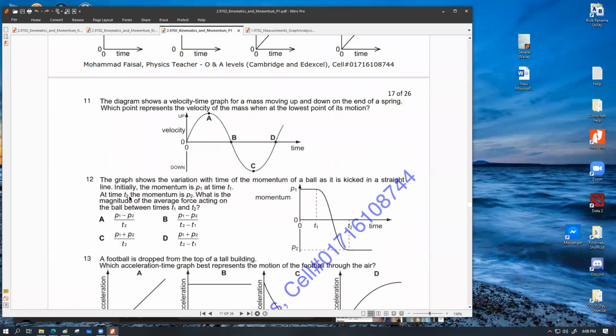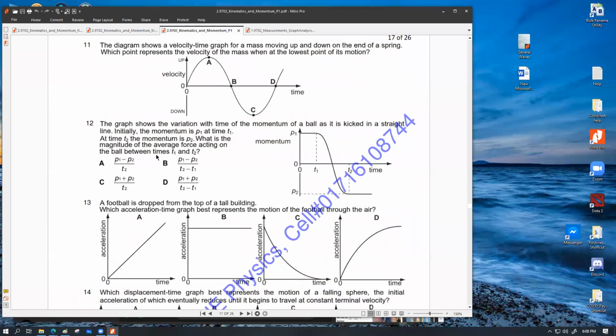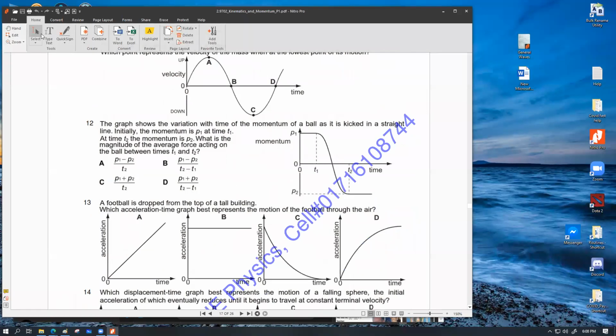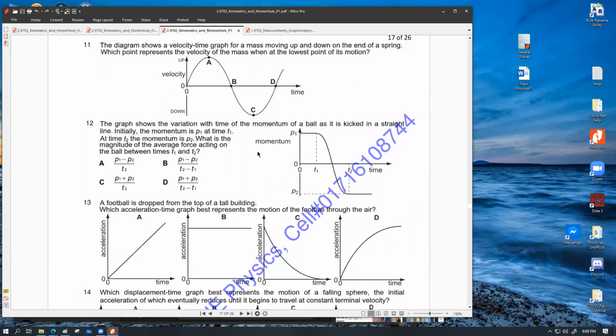So 12 is a problem that we are going to cover. Notice that question number 12 is a pretty confusing problem, and students very commonly get 12 wrong for only one reason: we become unable to distinguish between a graph and an actual collision figure. Let me elaborate what I mean.